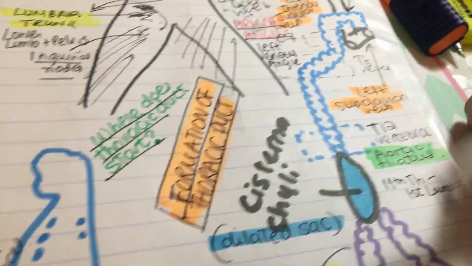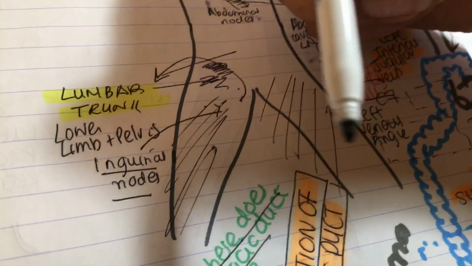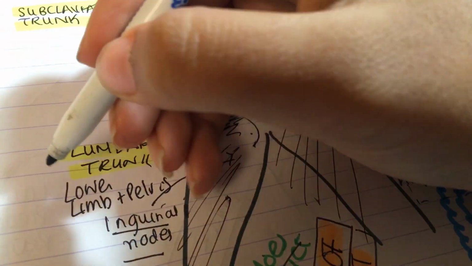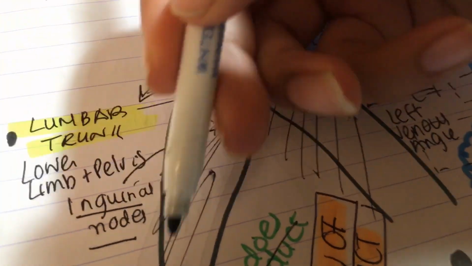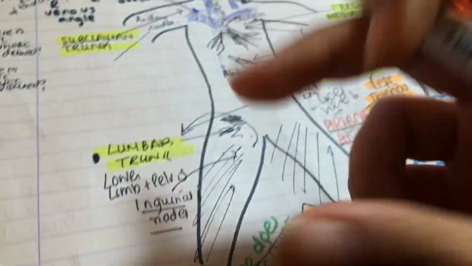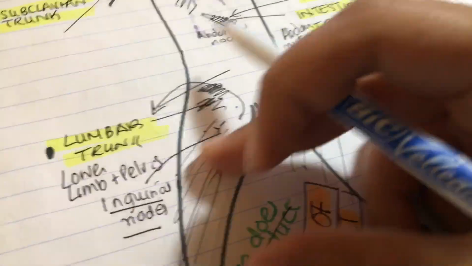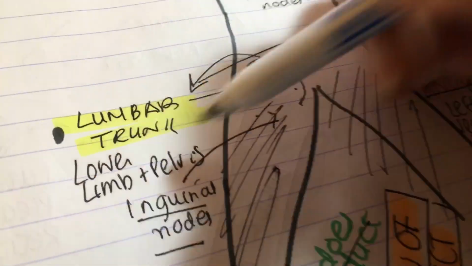Actually, before I go into the formation of the thoracic duct, let me just tell you about the trunks that are distributed throughout the entire body. In the lumbar region where your legs are, you're going to find your lumbar trunk. This lumbar trunk serves your lower limbs and your pelvis. So any lymph nodes in this region, for example the inguinal nodes, are going to drain into the lumbar trunk.